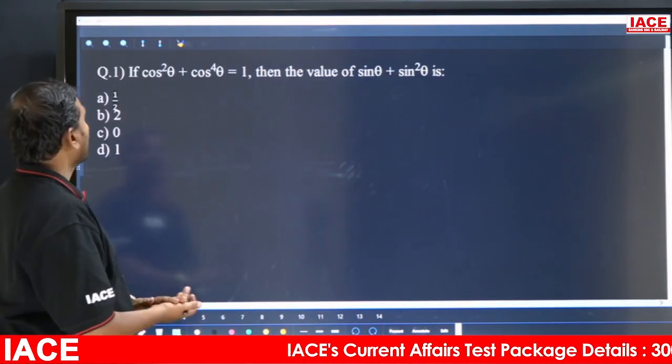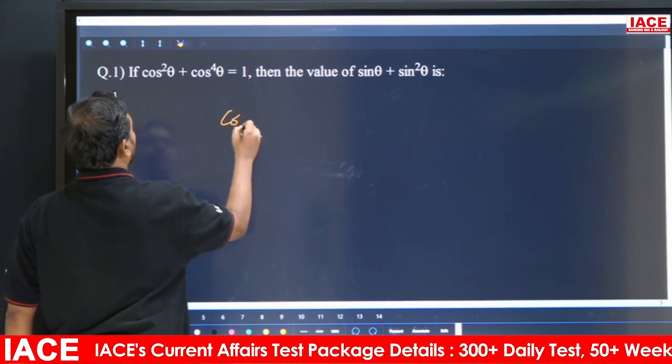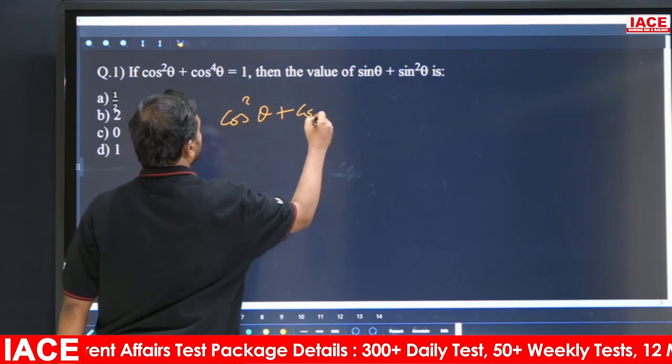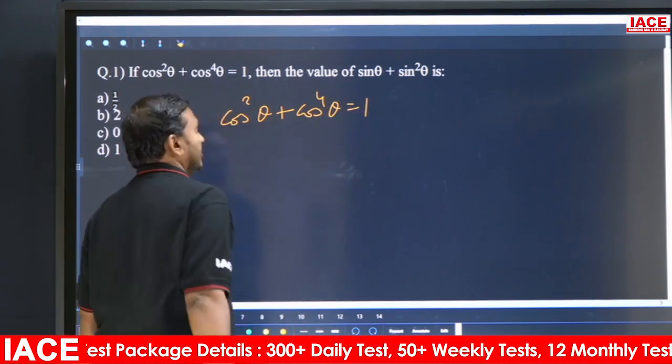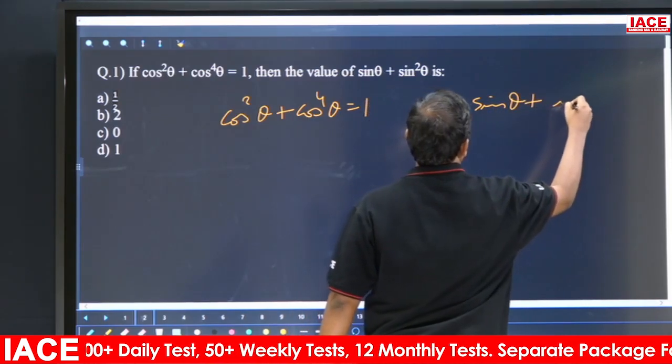Question number 1. Cos square theta plus cos power 4 theta is 1. Then find the value of sin theta plus sin square theta, right?